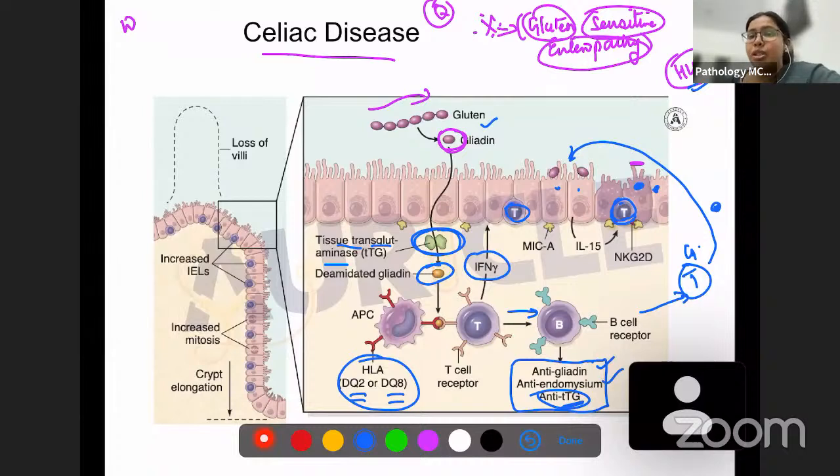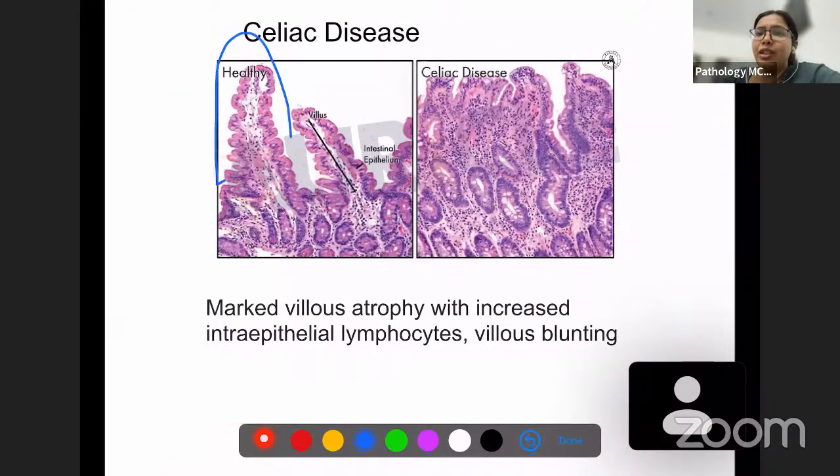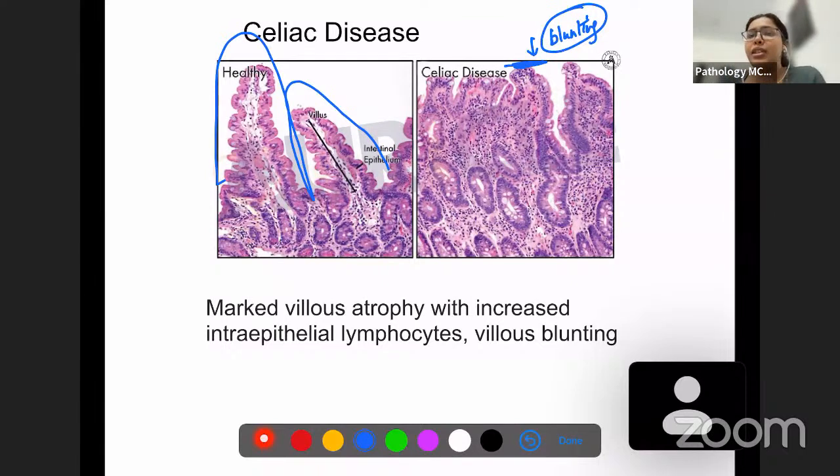Now we are going to see what the histologic features are. There is enterocyte destruction. We know the small intestine has the largest villi. We can see this is a healthy villus, protruding outside. But this is celiac disease, and we can see there is villus blunting. And you can see how many lymphocytes are there inside this epithelium. In this picture, so many lymphocytes are there, whereas in the normal, there are very few intraepithelial lymphocytes.